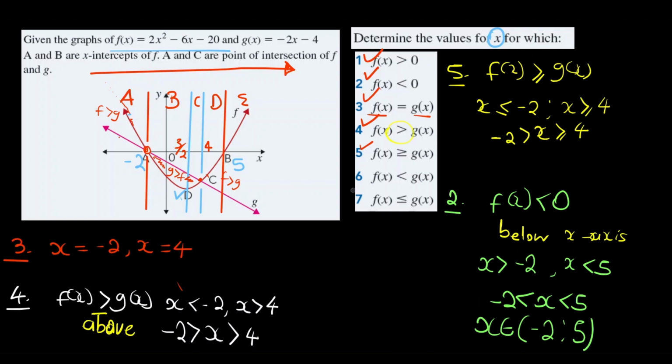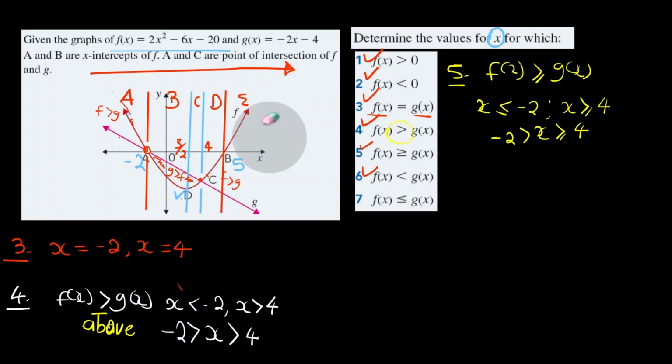So it means we can move on to question number 6. Question number 6 is asking us where is the graph of f less than the graph of g, and when you see less than, always remember below. Where is the graph of f below the graph of g? Meaning, where is the parabola below the graph of g?